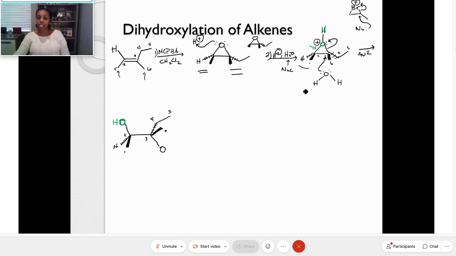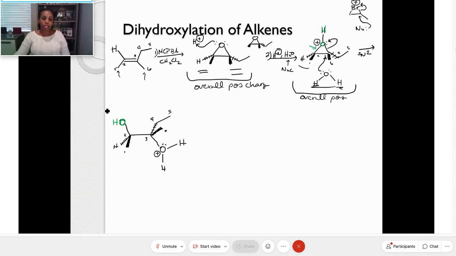What is the oxygen attached to? It has 2 hydrogens. Those hydrogens can't just disappear. You have to show in your mechanism what is happening with them. And so we have a hydrogen and another hydrogen on that oxygen. 1 lone pair is left. Now this has a positive charge. Overall positive charge. Everything that's happening here, overall positive charge.